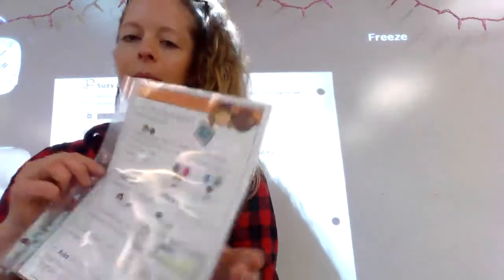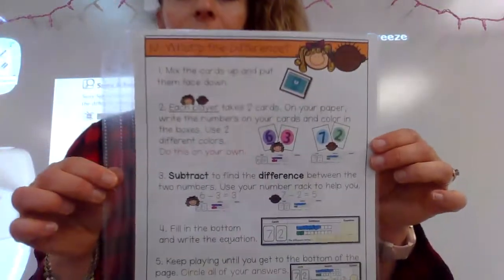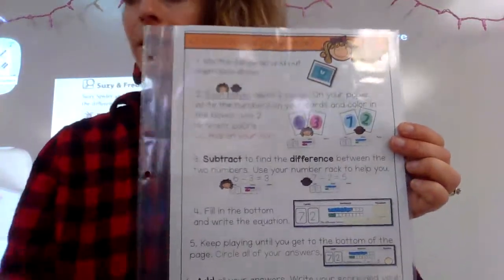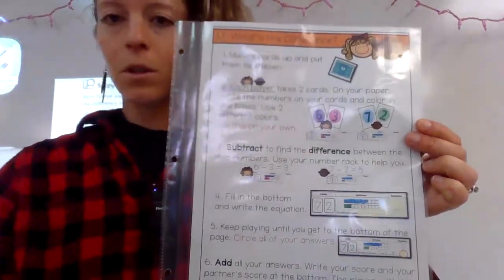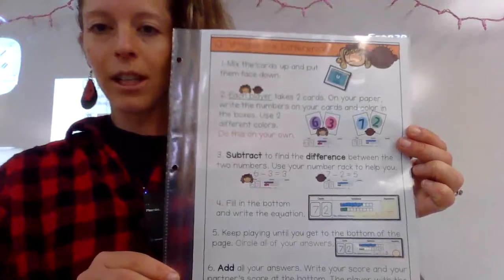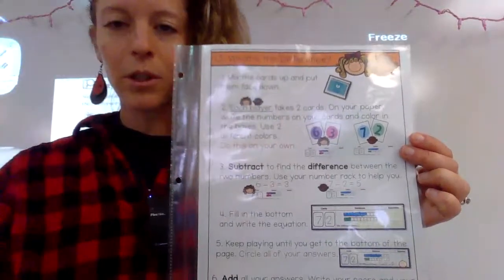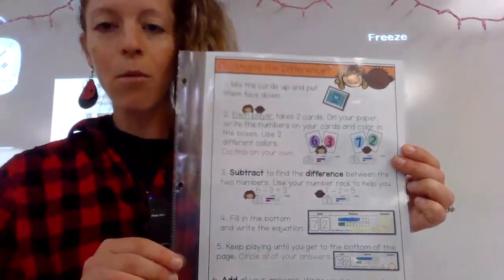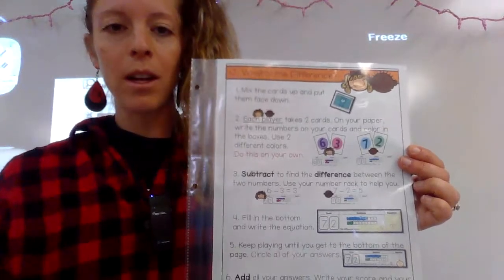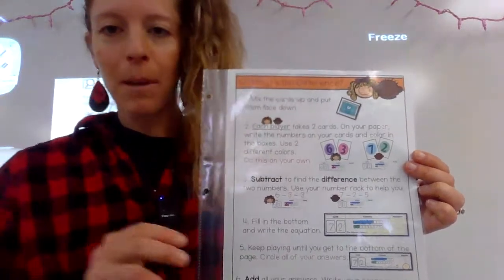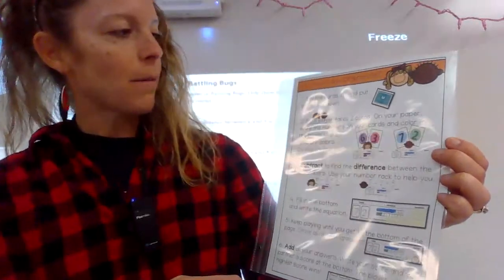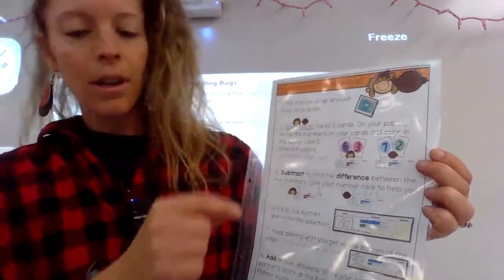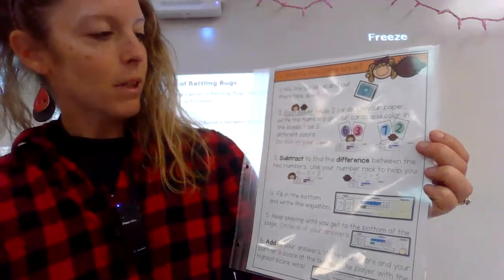Here's how we play. Here's some simple directions for you. You're going to have some cards, and if you aren't going to play digitally where the cards will be available to you, you could just use a deck of playing cards at home, or you can simply make up your own numbers by cutting up some paper. Or you could use dice too. Not a big deal. So you mix the cards up and you put them face down.